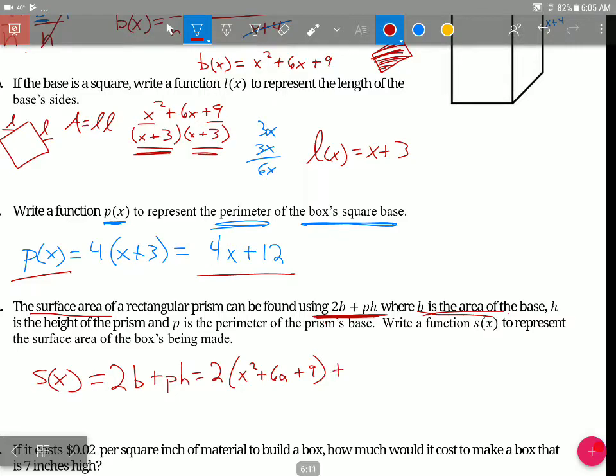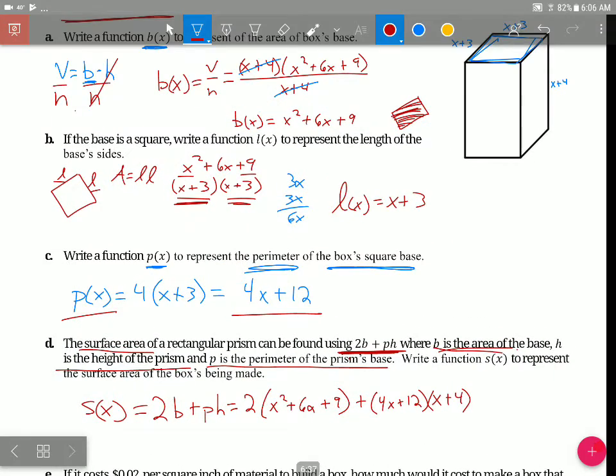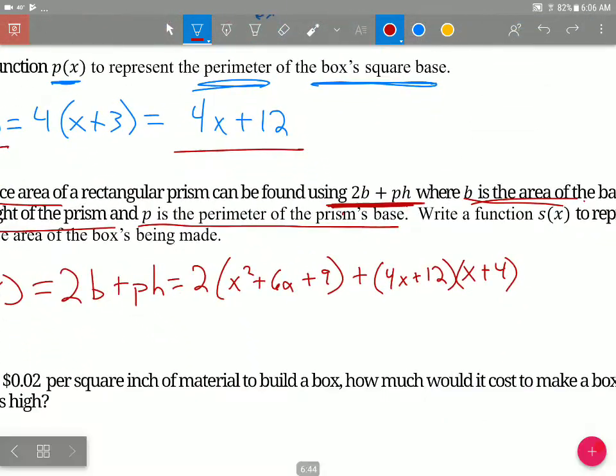Well, P is the perimeter of the base. So it labels it P as the perimeter. So the perimeter is 4x plus 12. And times H. H is the height. Remember the height, we gave it to you in the very beginning, is x plus 4. One of the reasons I went ahead and labeled it over there is so that you would hopefully go back and see that it's x plus 4. All right. So let's start cleaning this up a little bit.